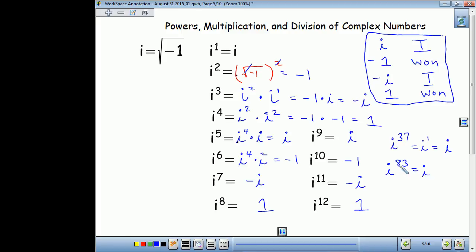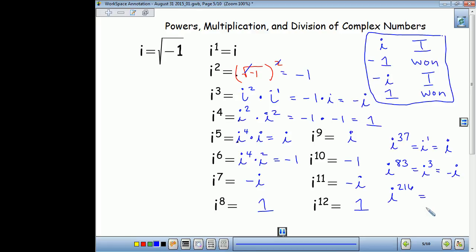It goes completely through the pattern 20 times, and there's 3 left over. And i cubed simplifies to negative i. Alright, i to the 216th.